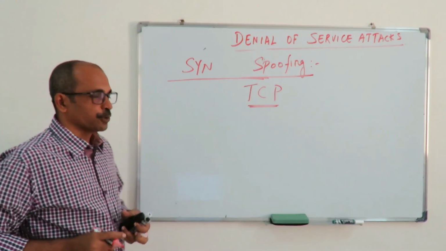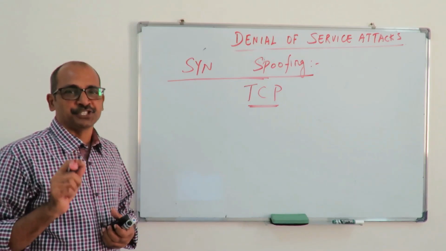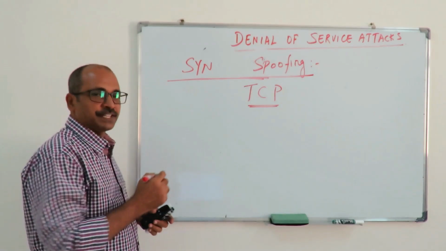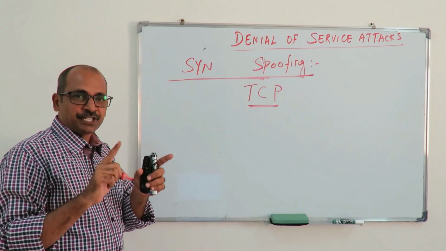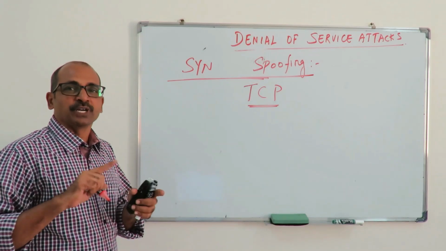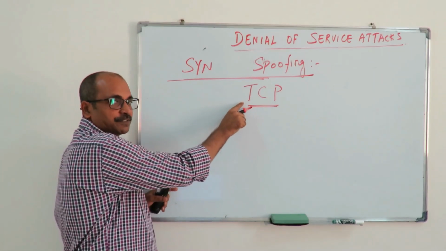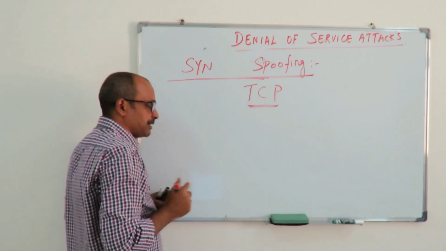In the TCP protocol, the first step is the three-way handshake. Before sending the data, there will be a three-way handshake. After that, a connection will be established. Only then can you send and receive the data. So now I am going to the first step of the TCP protocol, that is the three-way handshake.